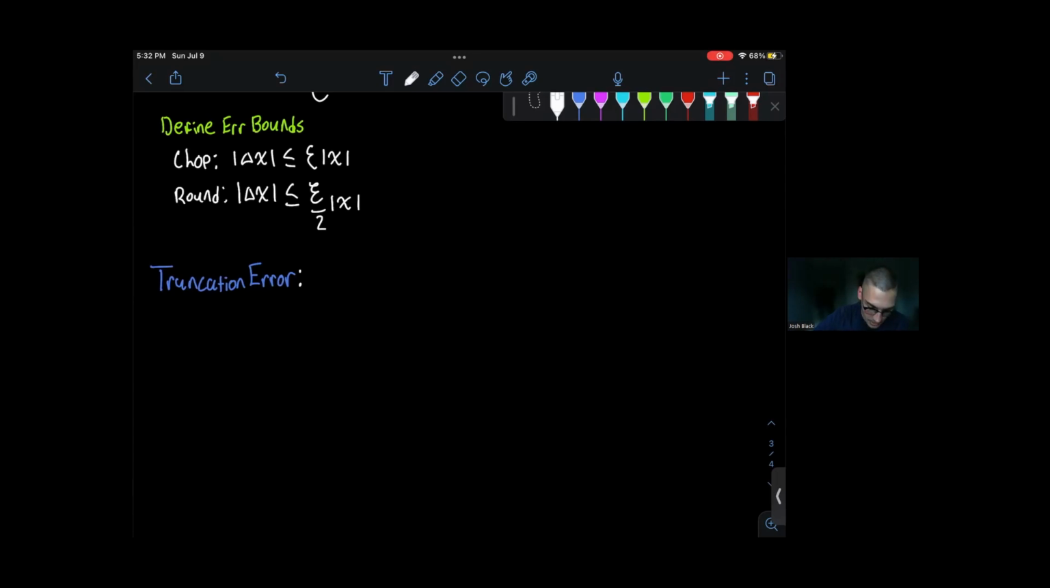Truncation error comes from removing values or terms, and we're going to use infinite series. But it can come from removing values or terms in any kind of equation. What we use a lot is Taylor series.